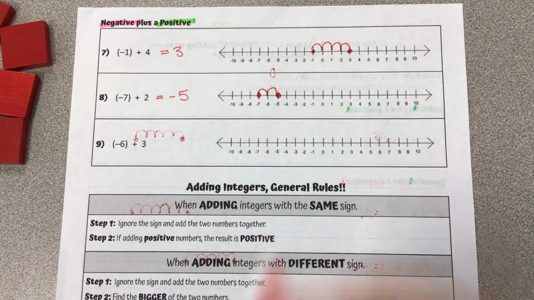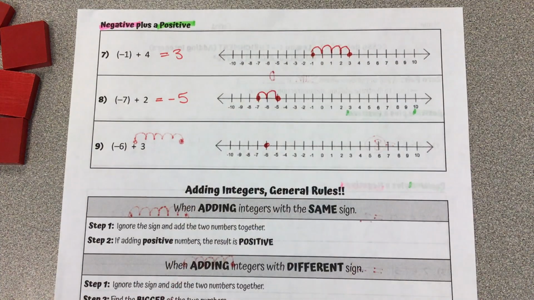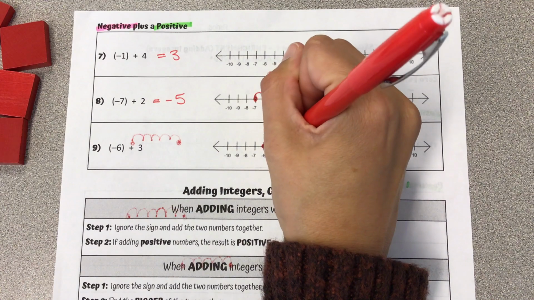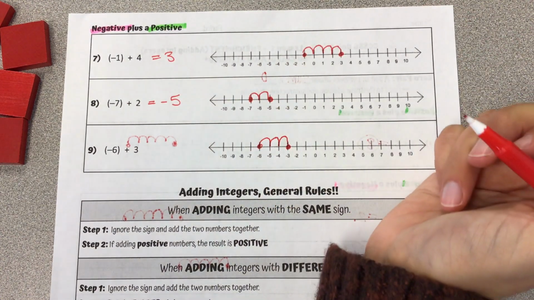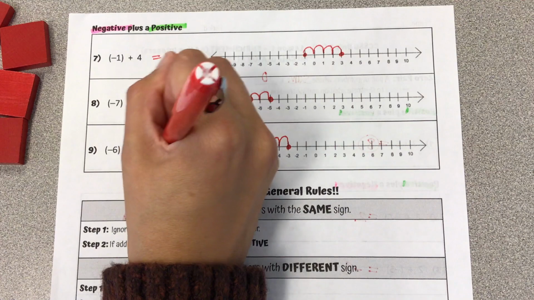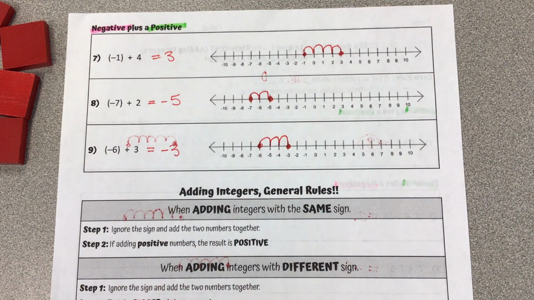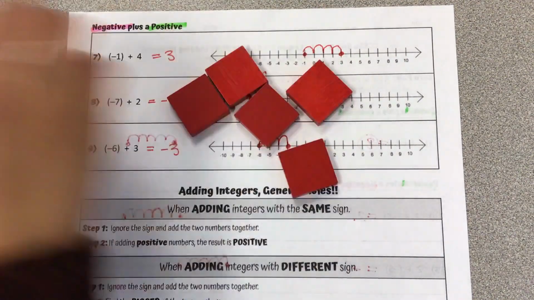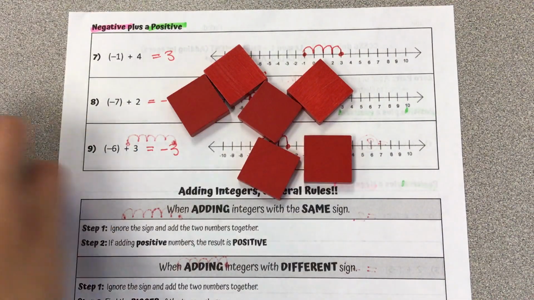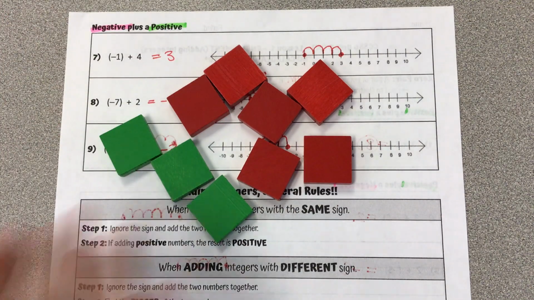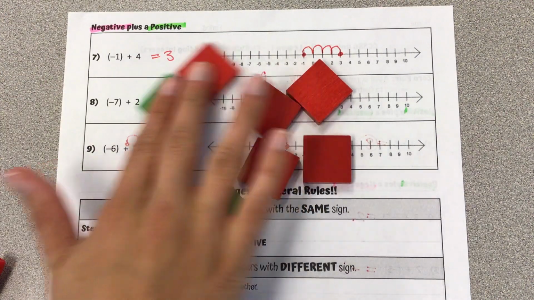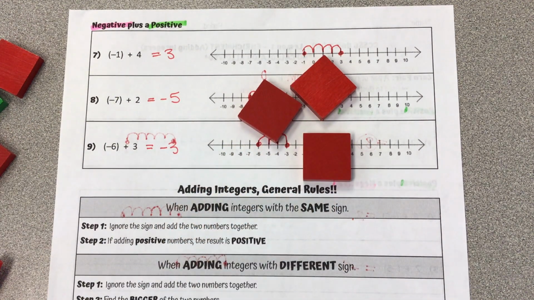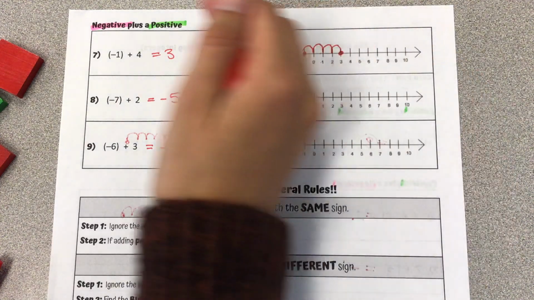And the last one, we're starting at -6. We're adding +3. Positives go to the right. So 1, 2, 3 lands us at -3. If we think about it with blocks, we started with 6 negatives. We added in 3 positives. These cancel out, these cancel out, these cancel out. We're left with 1, 2, 3 negative values.